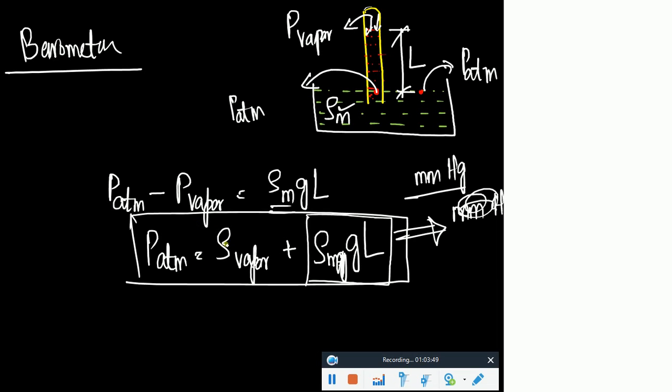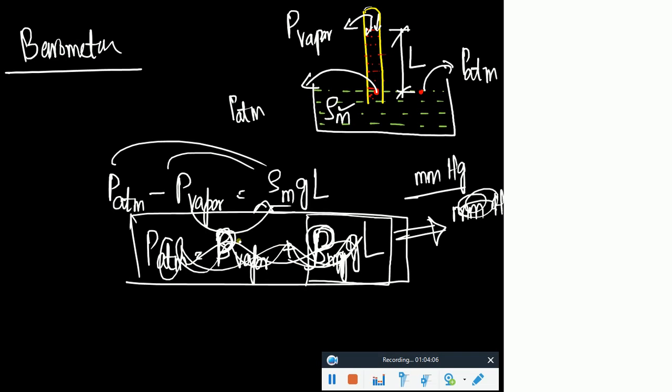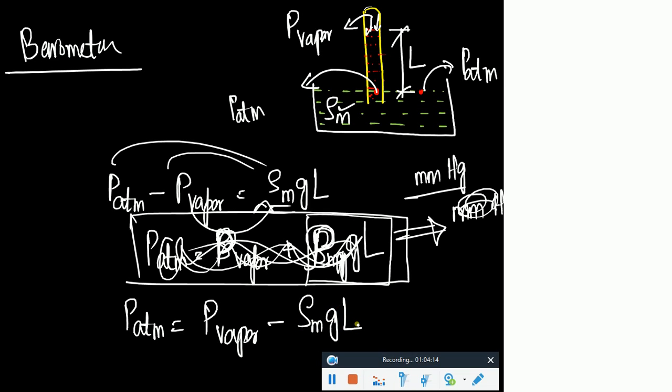Oh, I'm sorry. This is P vapor. I'm really sorry for that. This is P vapor. Obviously, this is just about these pressures. You take it on this side and you say it is P vapor. This is rho. Yes, this is rho. Okay, just let me write it down clearly. So P atmosphere would be equal to P vapor minus rho m gl plus, yes.